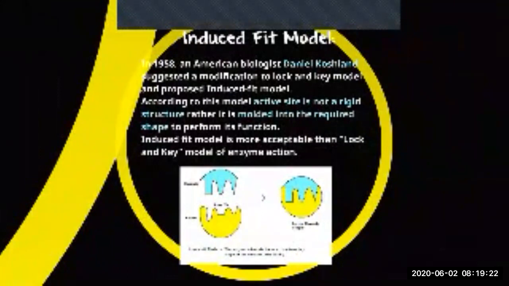In 1958, American biologist Daniel Koshland suggested a modification to the lock and key model and proposed another model called the induced fit model. According to this model, the active site is not a rigid structure. This model agrees with the lock and key model in almost every way. This model also says that every substrate has a specific shape which fits into the exact enzyme.